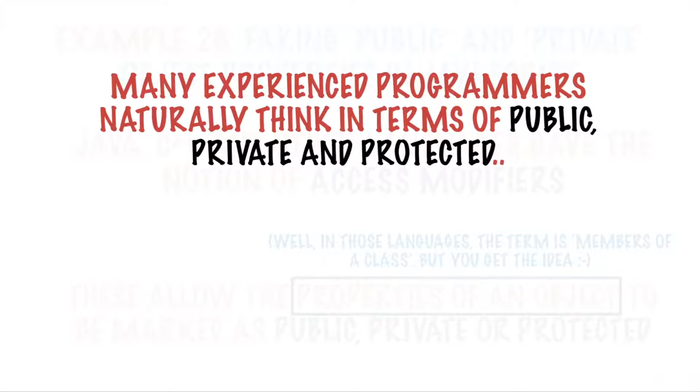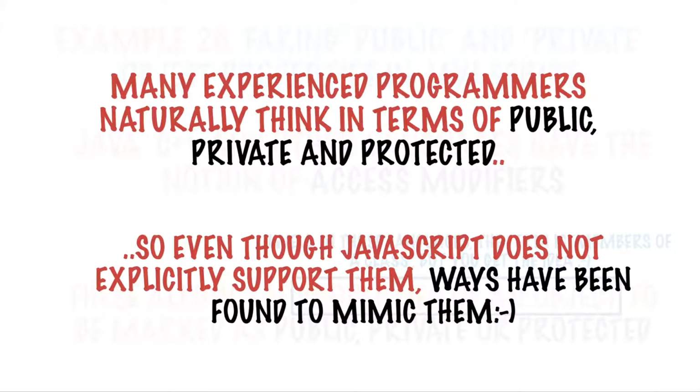Many experienced programmers naturally think in terms of public, private, and protected. Public, private, and protected enforce certain design constraints which are good for the maintainability and readability of your code. So even though JavaScript does not explicitly support these access modifiers, people have found ways to mimic them. People have seen it's useful to have private members which external code can't touch. It's useful to have public members which are meant for external code to access within an object. Understanding this utility is why ways have been found to mimic public and private in JavaScript.